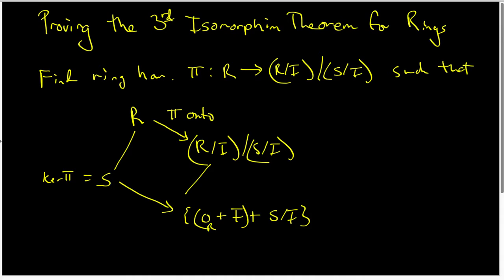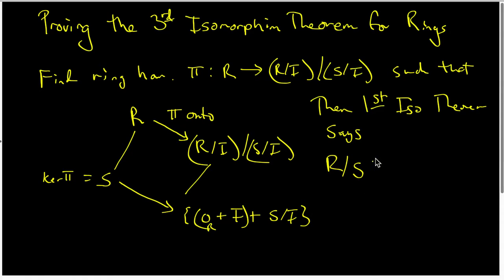by finding a ring homomorphism pi that takes R to our target ring of R mod I modded out by S mod I, such that first of all, pi needs to be onto the target ring, and second of all, the kernel of pi needs to be equal to S. Because if I have those hypotheses satisfied, then the first isomorphism theorem kicks in, and the first isomorphism theorem says that R mod the kernel of pi, so that would be R mod S, will be isomorphic to the target ring, which is R mod I modded out by S mod I.